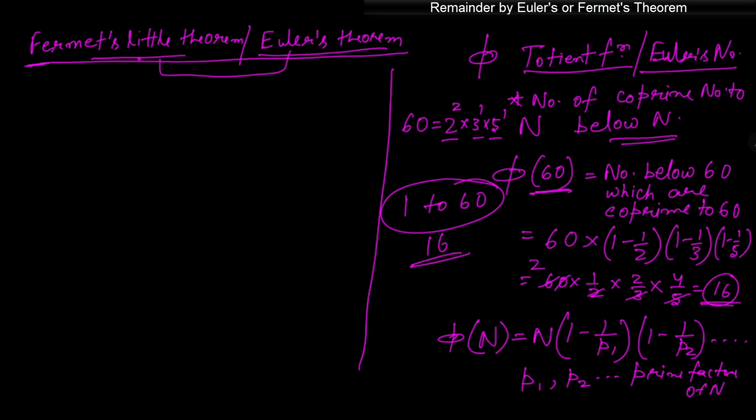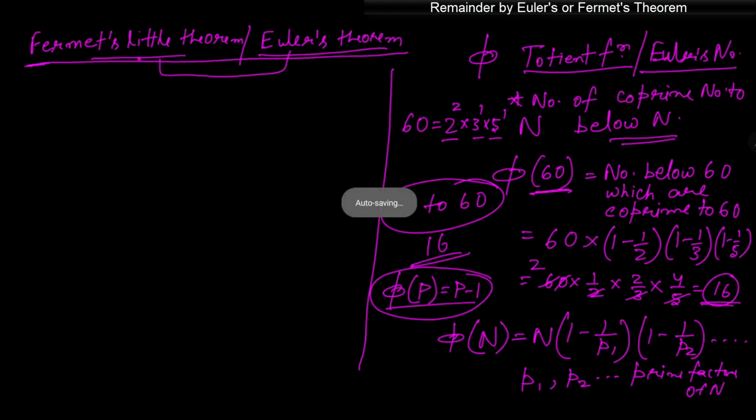If you understand that, you can also see that for any prime number, the totient function of a prime number is straight away p minus 1, all the numbers below p. That is actually Fermat's theorem, and Euler's theorem will be applicable for anything else. So don't worry about that, just understand the totient function.